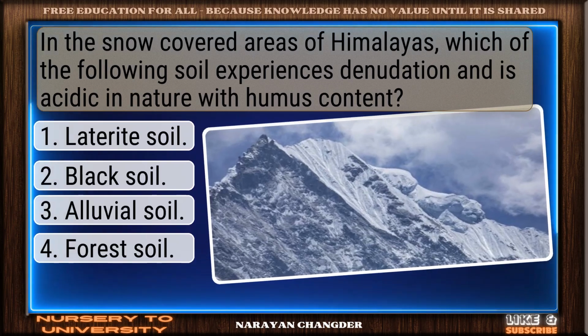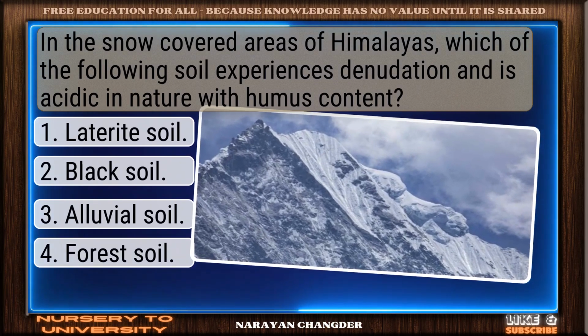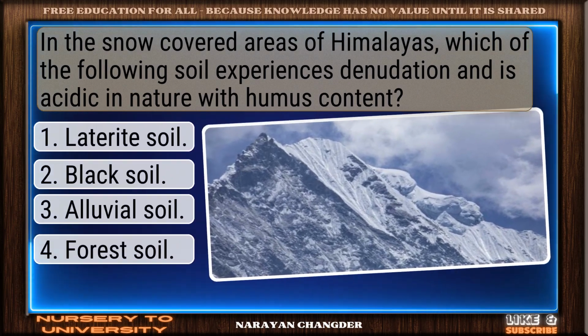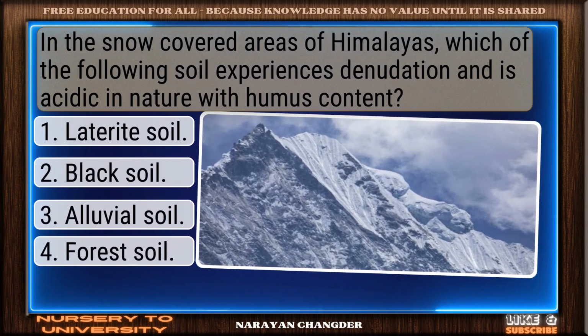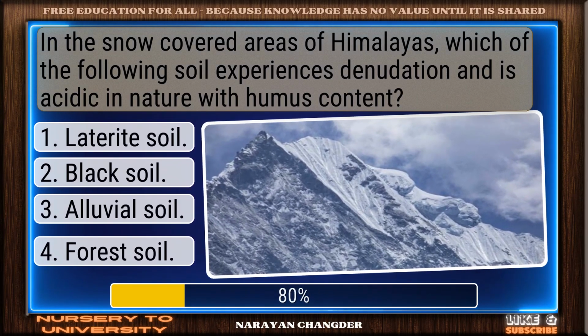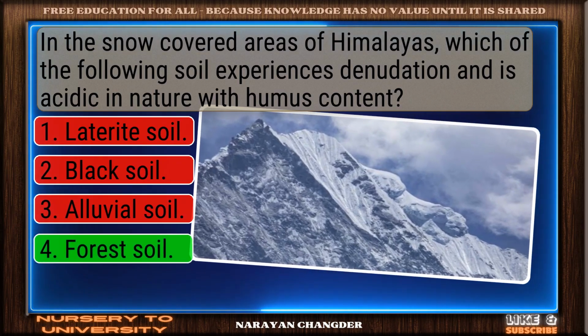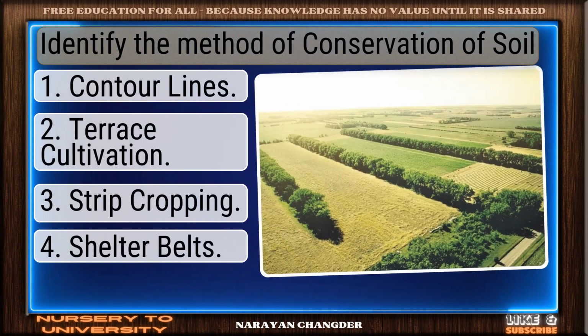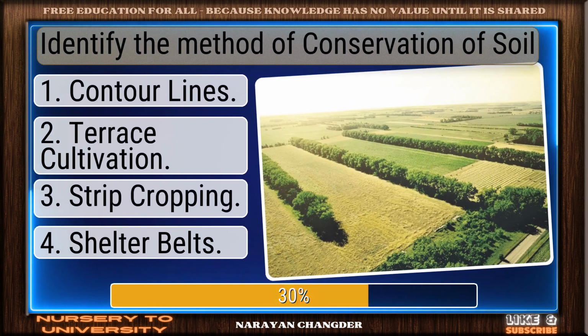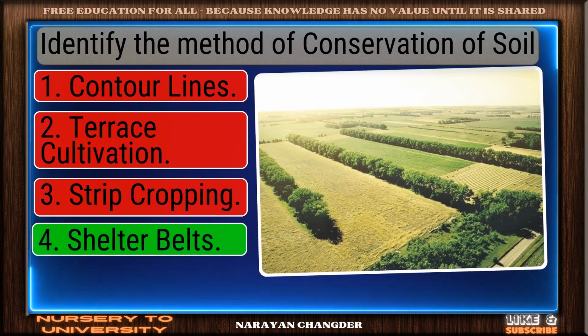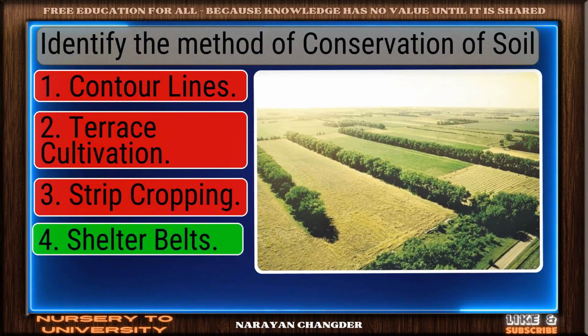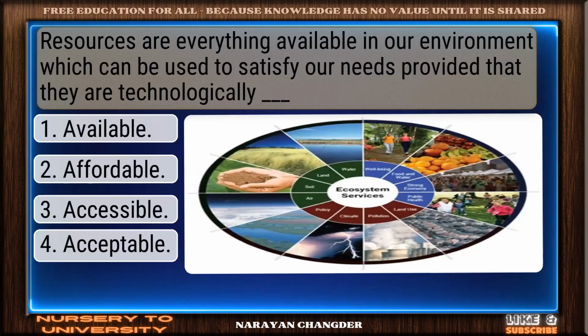In the snow-covered areas of Himalayas, which of the following soils experiences denudation and is acidic in nature with low humus content? Right choice. Forest soil is best. Identify the method of conservation of soil. Great thinking. Shelter belts is right.